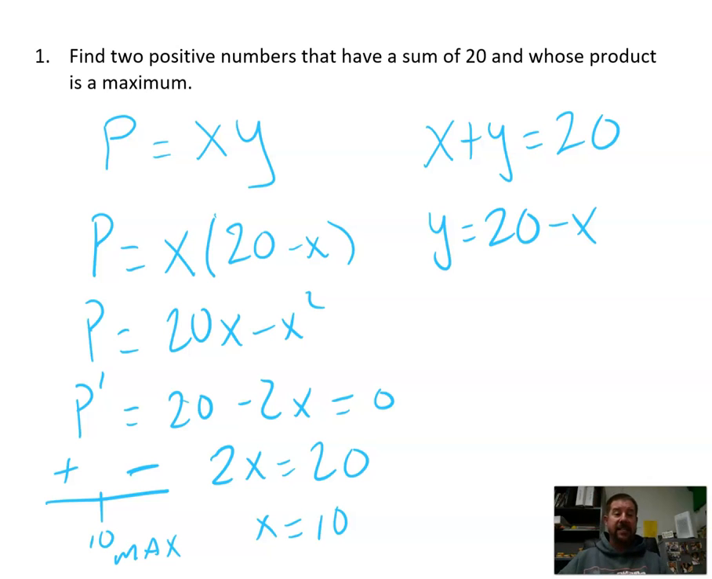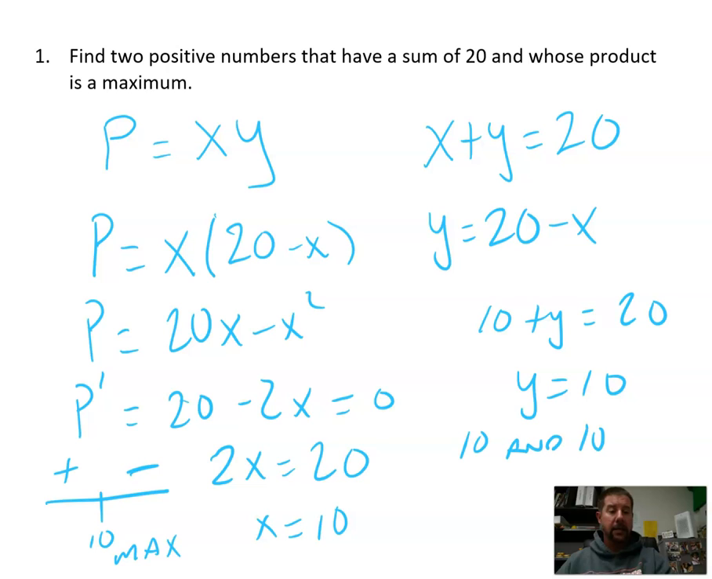Now that we know that x is 10, now I can go back here and find the y. 10 plus y equals 20. And now I know that if I subtract 10 from both sides, y has to be 10. So the two positive numbers that have a sum of 20 and whose product is a maximum is, make sure you answer the question, 10 and 10. All right? But see, optimization isn't that bad, and that was kind of fun. Here we go, on to our next one.